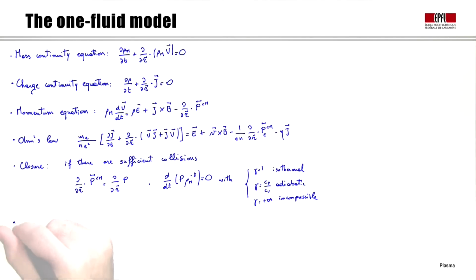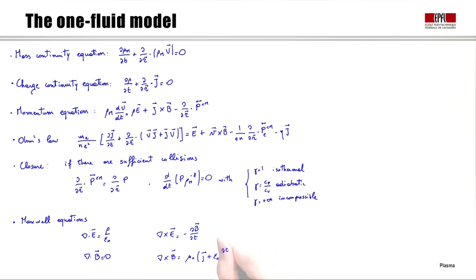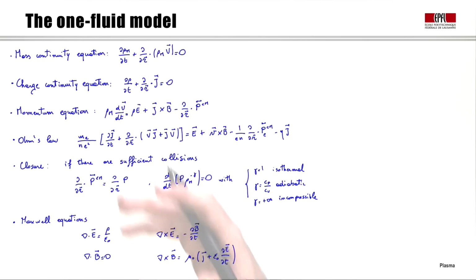The system is then completed by Maxwell equations that, as usual, read as divergence of E equal to rho over epsilon_0, divergence of B equal to 0, curl of E equal to minus dB over dt, and curl of B equal to the contribution of the current. What we have just written here is a closed system of equations that describes the dynamics of a plasma as the evolution of one single fluid.